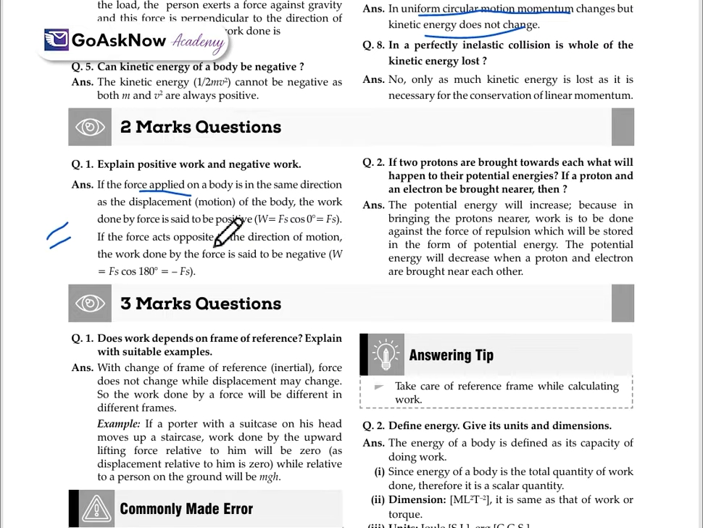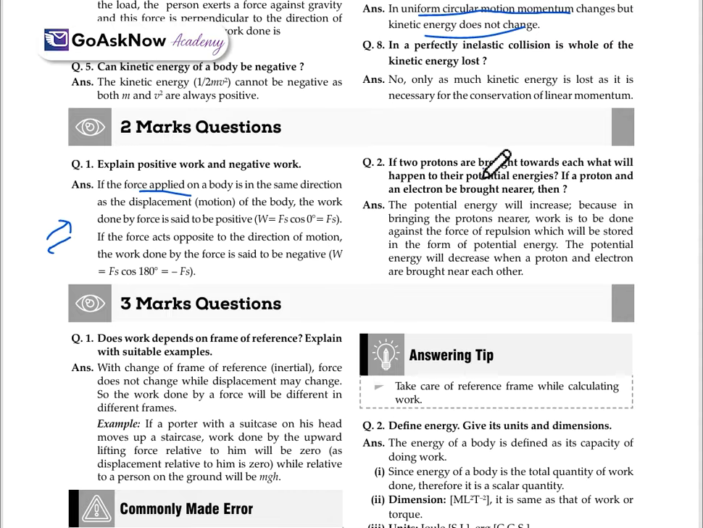If the force acts opposite to the direction of the motion, then the work done by the force is said to be negative, because there will be a 180 degree angle. Then Fs cos 180 will be equal to minus Fs. So this is about positive work and negative work.